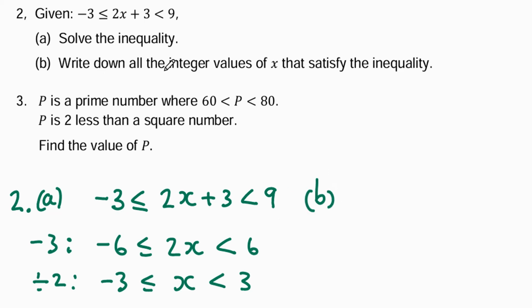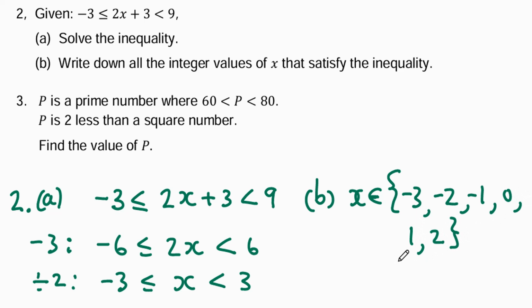In B, we have to write down all the integer values of x that satisfy the inequality. So we need to write down all the integers greater than or equal to -3, but strictly less than 3. And we can write this in set notation. So x is an element of the set. The first integer will be -3, then -2, then -1, 0, 1, and 2. Of course, we must exclude +3.